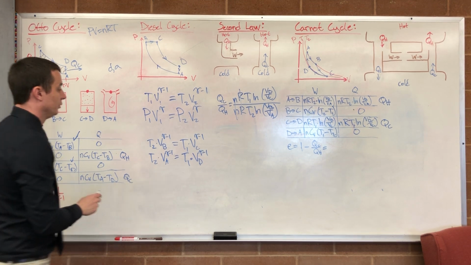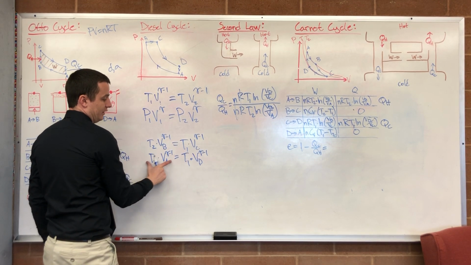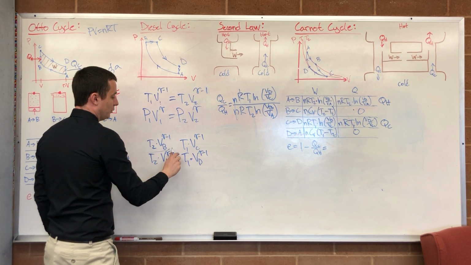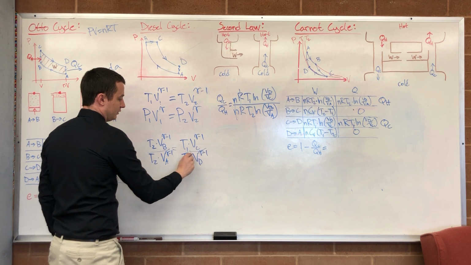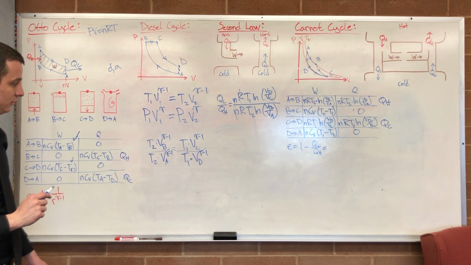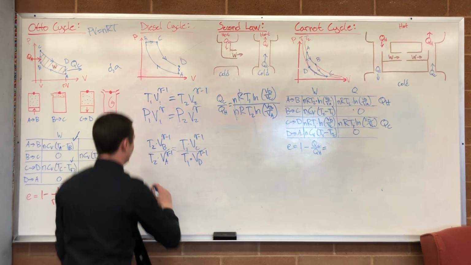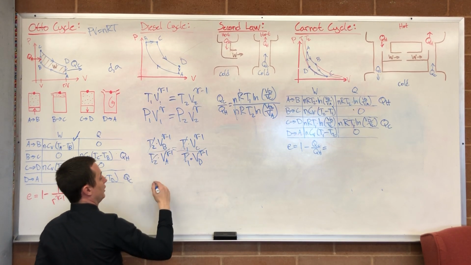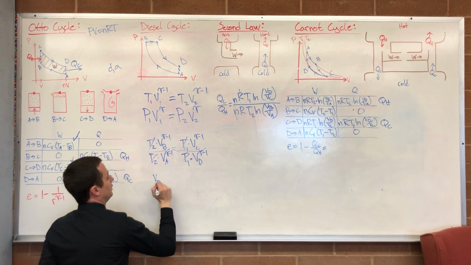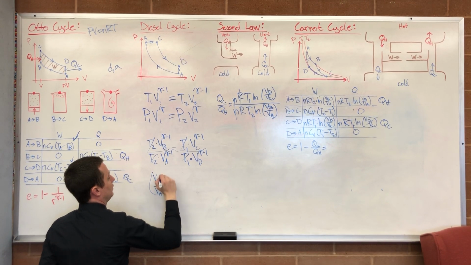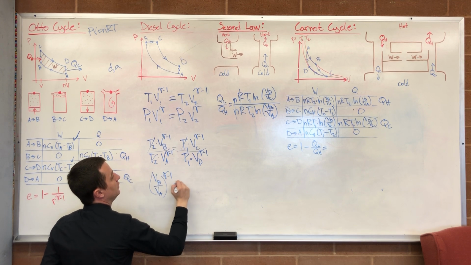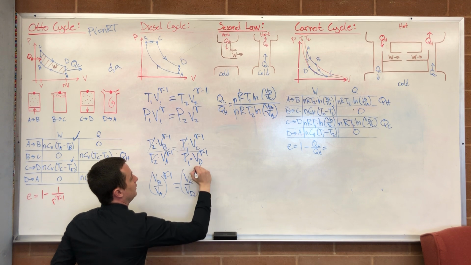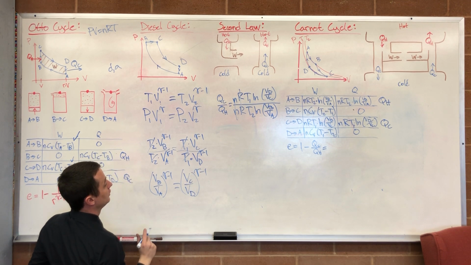I think so. So now notice, since this is equal to this, and this is equal to this, then this over this is equal to this over this. You see that? And so our temperatures cancel out. T2s cancel out with T2, T1 cancels out with T1. And so we're left with VB over VA to the gamma minus 1 is equal to VC over VD to the gamma minus 1. No, VD over VC.